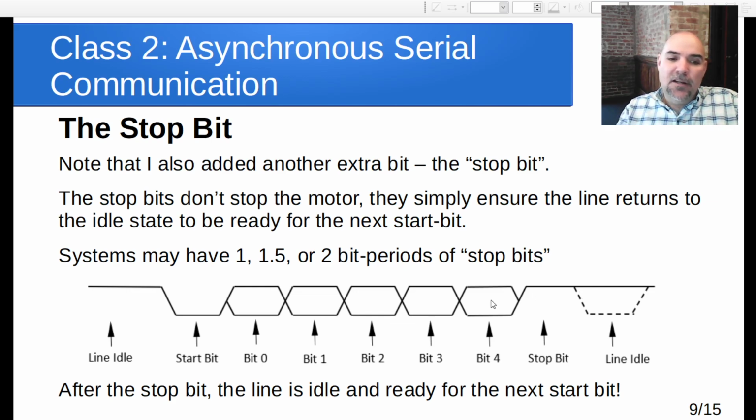But generally, at least 1 stop bit is required, because we have to return the line back to the idle state, or otherwise we couldn't see the falling edge of the start bit for the next character. And you could see that. For example, if bit 4 ended up low, and then we put a start bit right against that, and it stayed low, there would be nothing to resync with. We need to have that transition from idle or high back to low in order for the start bit to resynchronize.